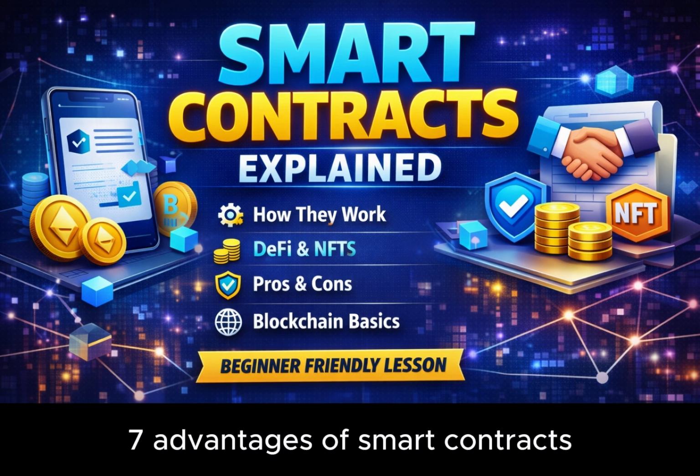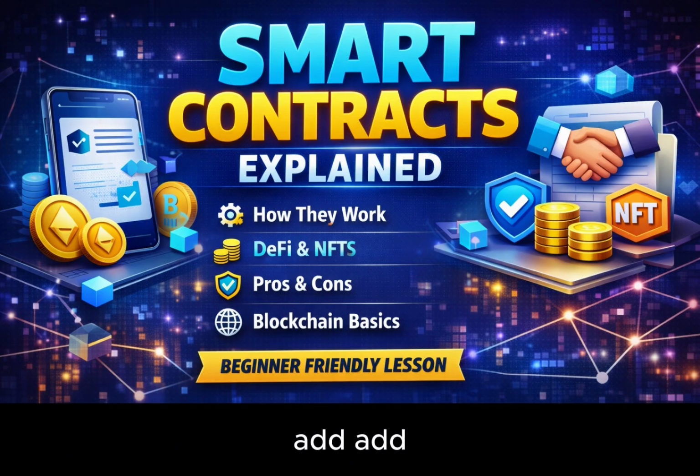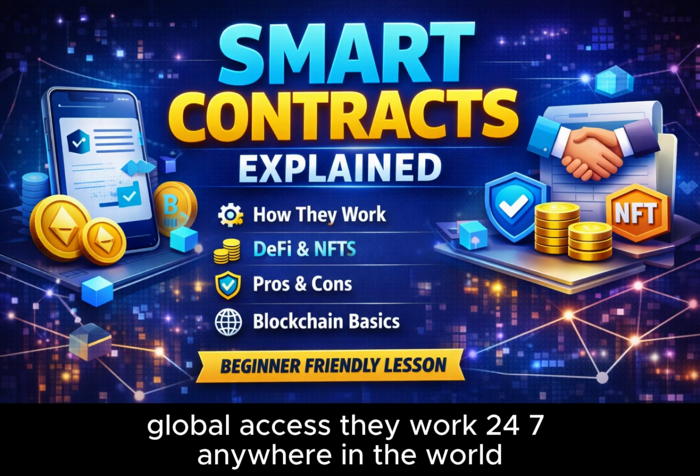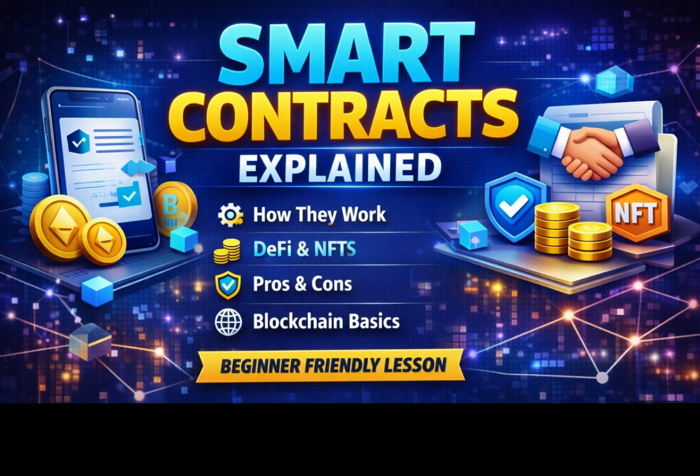7. Advantages of smart contracts. No middlemen, lower costs, faster execution, transparent rules, global access. They work 24/7 anywhere in the world.